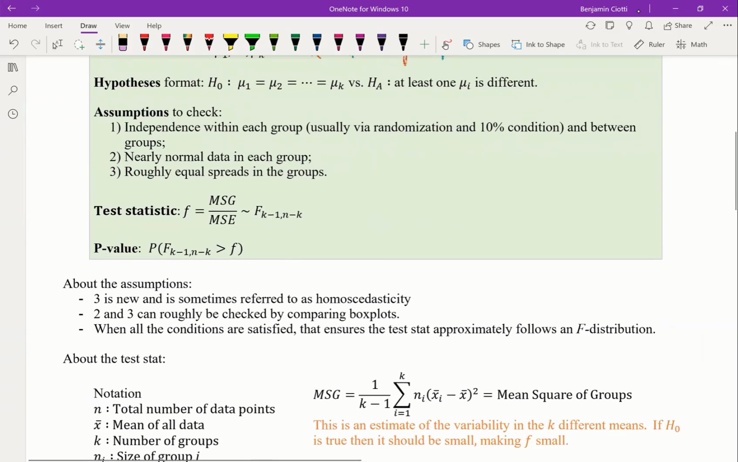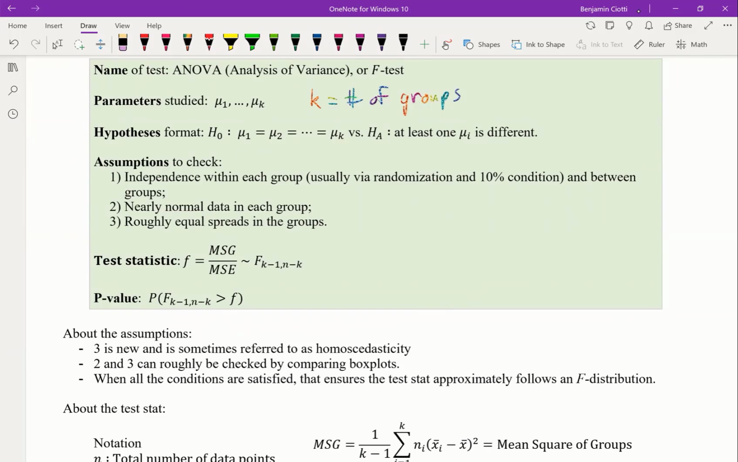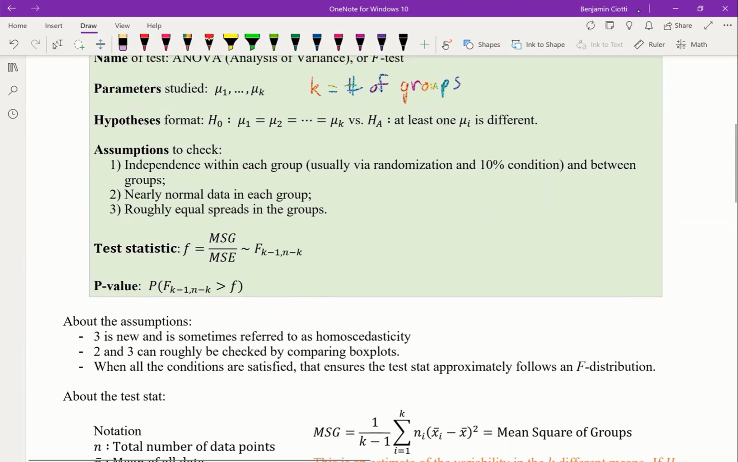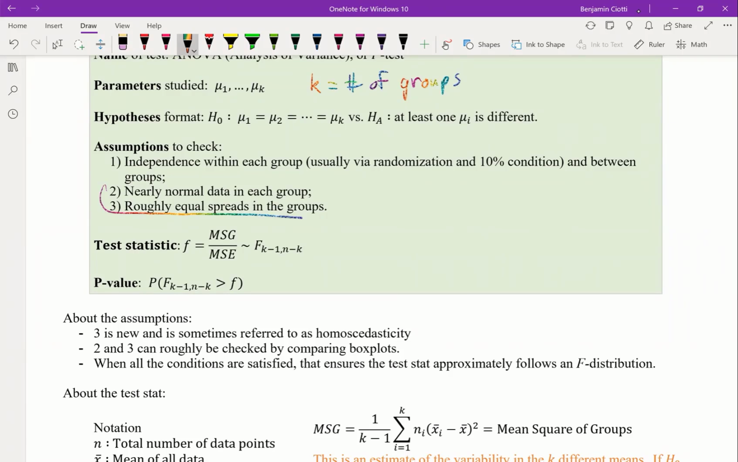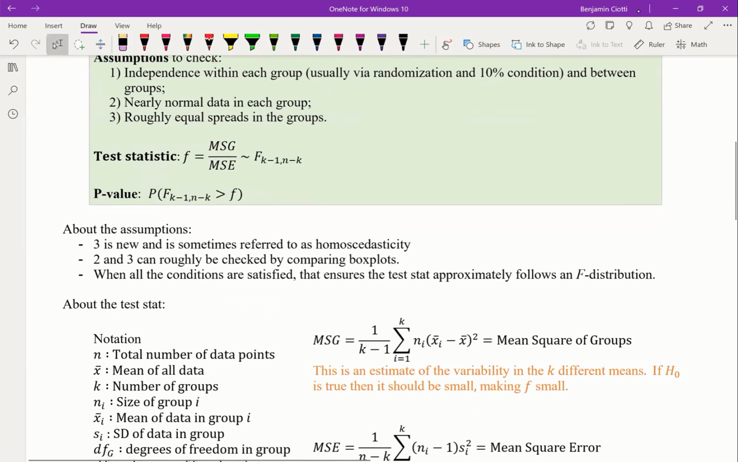So let me now explain a bit more about everything that appeared in this summary, starting with the assumptions. I already mentioned the first assumption is kind of familiar. The second 2 can roughly be checked by looking at box plots. And the third assumption is the one that's totally new. When it's violated, by the way, that's sometimes called heteroskedasticity. And when it's true, it's sometimes called homoskedasticity. So homoskedasticity means that the variance stays the same. When all 3 assumptions are satisfied, that ensures that our test statistic approximately follows an F distribution. And I'll talk more about that in a second.